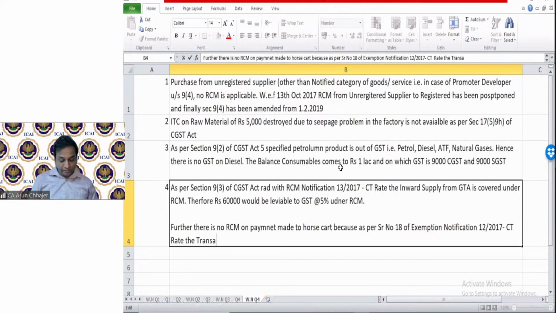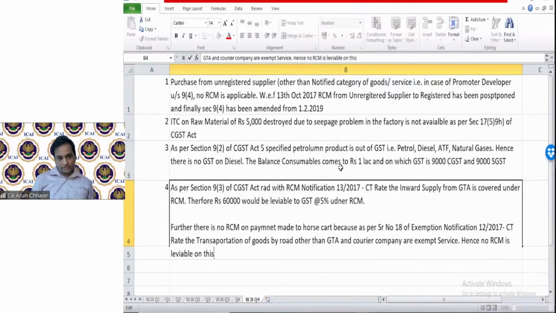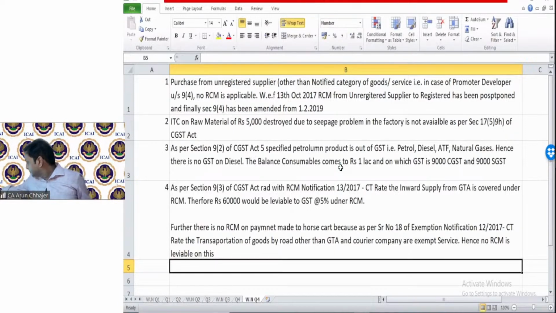The transportation of goods by road other than GTA and courier company are exempt services. Hence, no RCM is leviable on this. Now Janvi is correct. Section 11, yes.